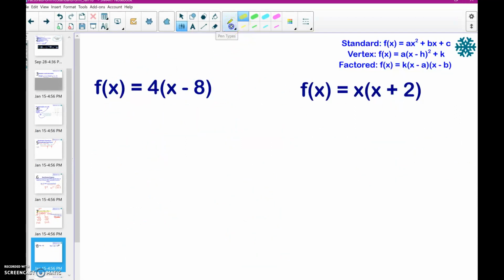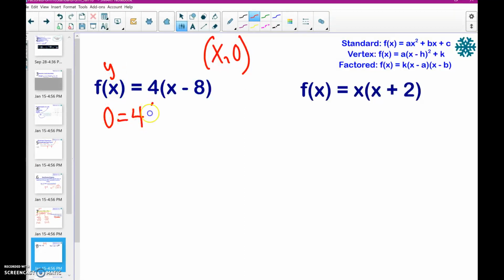Again, our quadratic equation we're going to look at, we have to set it equal to 0 if we're looking for our x-intercepts, our x comma 0. So my f of x I set to 0, because remember that represents y. So I have 0 equals 4 times x minus 8. Let's set both of our factors equal to 0.